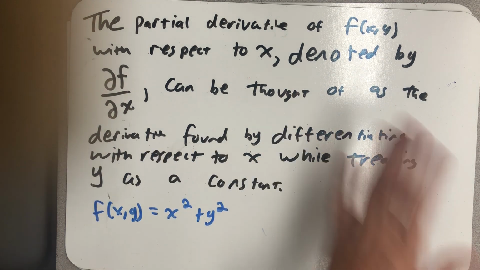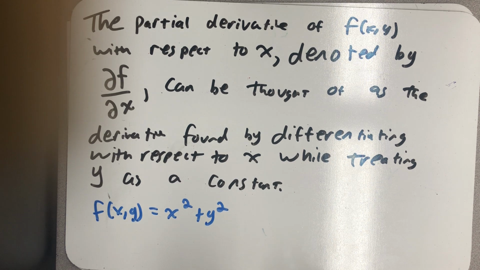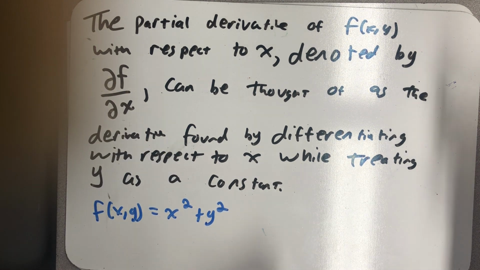thinking of a partial with respect to x as the derivative found by differentiating this equation, treating y as a constant. And as I read this definition, we pick up new notation. We can't call this df dx. We're not differentiating the function with respect to x because there might be a relationship between x and y that we're completely ignoring by treating y as a constant. So there's this new symbol.